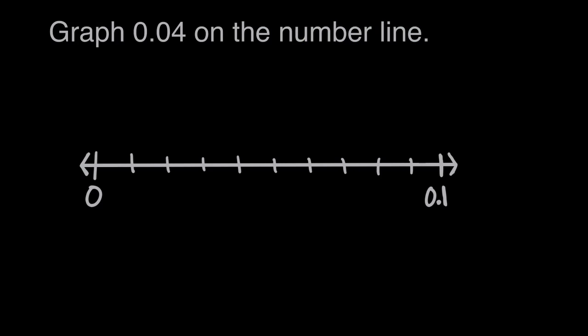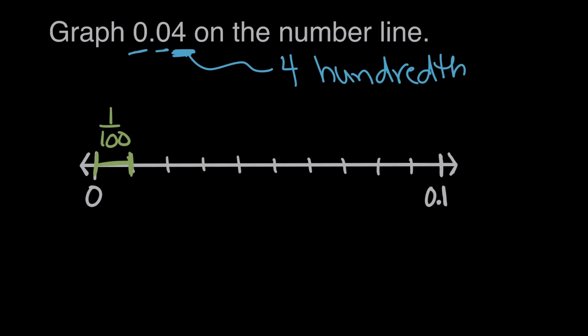So looking back at the number line, now we know that this distance, a 10th of our 10th, is a 100th. And we want to graph 0.04. Well, this 4 right here, let's think about place value. The 0 is in the ones, the next 0 is in the 10ths, and this 4 is in the hundredths. So we could call this 4 hundredths, or even the fraction 4 hundredths.